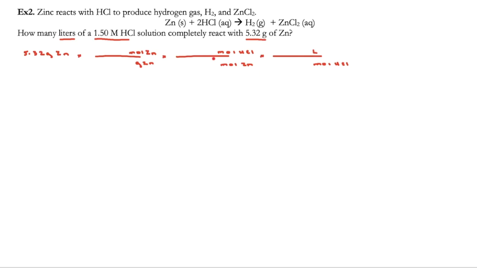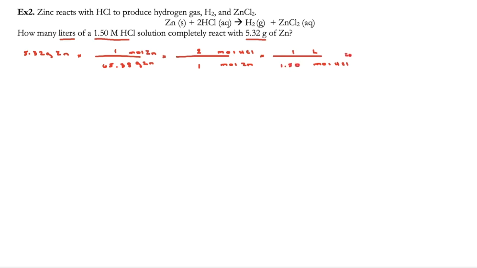All right, so let's look at this. The first thing, to go from grams of zinc to moles of zinc, I need to use the molar mass of zinc, which is 65.38. So I'm going to put 65.38 on the bottom here, with a 1 on top. That's the molar mass. Now I'm going to use the mole to mole ratio. I've got 1 mole of zinc for every 2 moles of HCl. And then to get into liters, moles per liter, that's simply the concentration of HCl, which was given to us as 1.50 moles for every 1 liter.